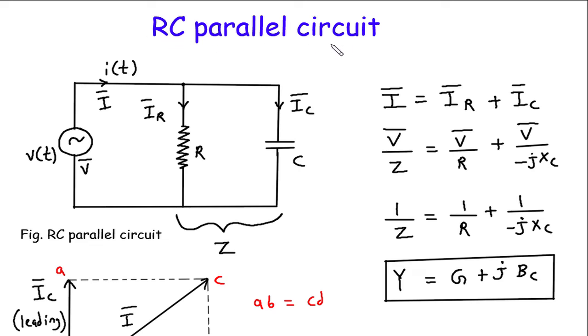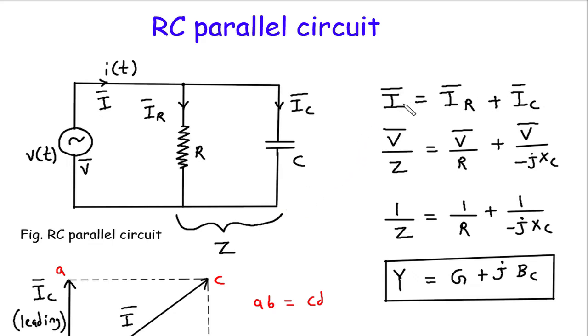RC parallel circuit. This is an RC parallel circuit. Now if we apply KCL at this node, I phasor is equal to IR phasor plus IC phasor. Since this resistor and capacitor are connected in parallel, the voltage across them will be the same. Also, together this resistor and capacitor will have impedance Z.